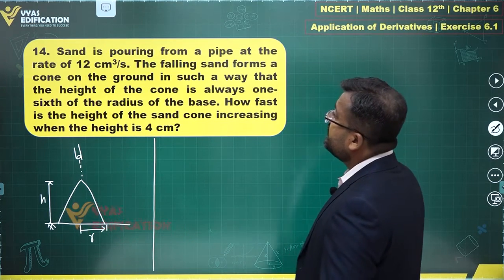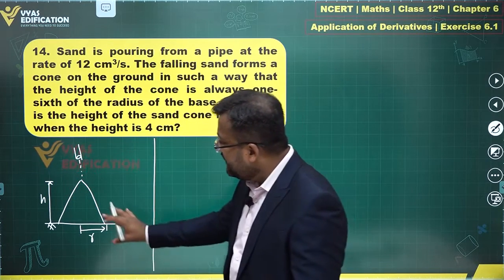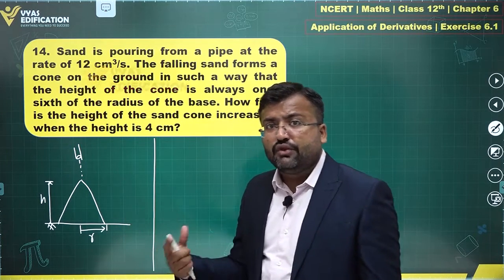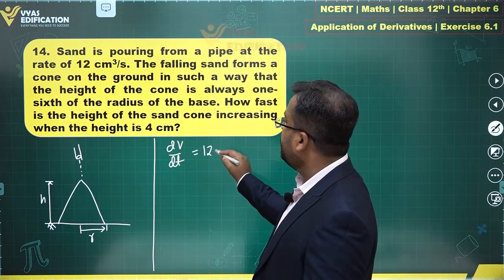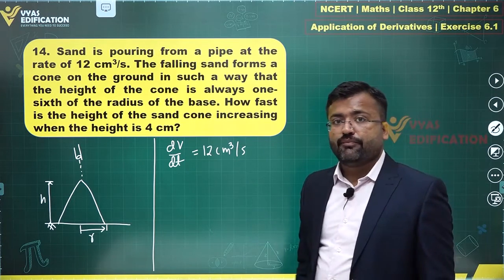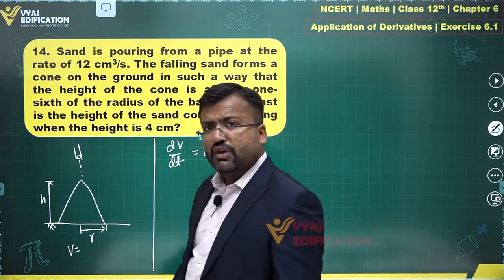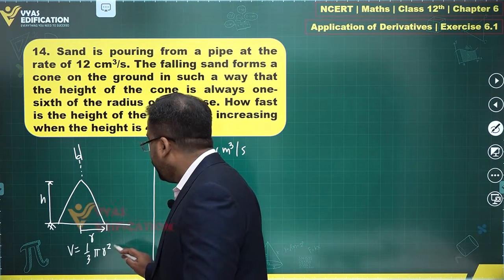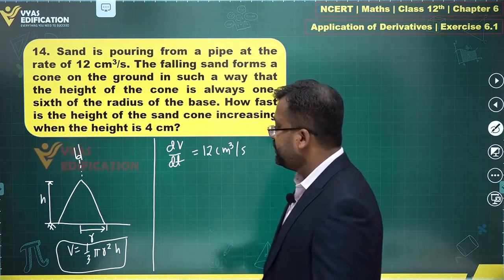Let's note the data. Sand is pouring from a pipe at the rate of 12 centimeter cube per second. This is basically the volume of the cone increasing at that rate, right? Sand is forming the cone, so the volume of the cone is increasing at that rate. dV upon dt is given to be 12 centimeter cube per second. What is the volume of this cone, by the way? Do you remember the volume? Yes. This is 1 by 3 pi r square h. This is the formula for volume. 1 by 3 pi r square h.